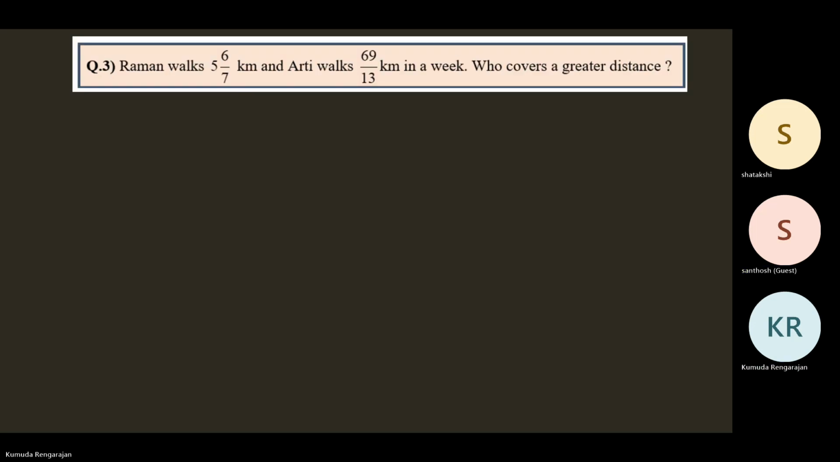Look at this one. Raman walks 5 6 by 7 kilometers and Aarti walks 6 9 by 13 kilometers in a week. Who covers a greater distance? Both of you, tell me. Whenever it is a word problem, we'll just try to include some statements. So we'll say distance covered by Raman. Because it's a word problem, we'll write some statements.